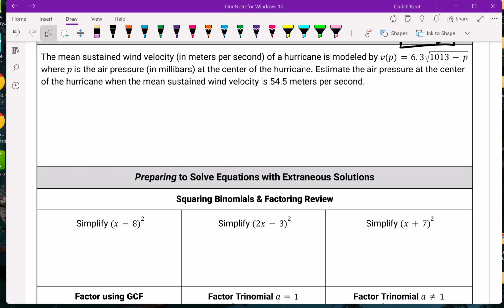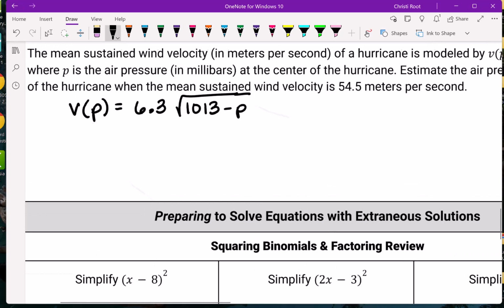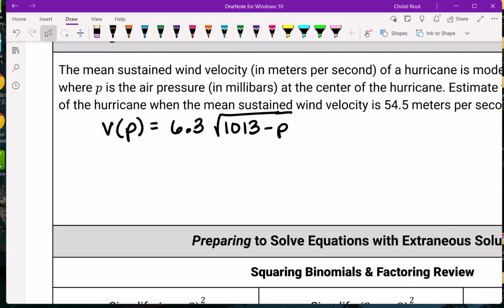Y'all know I'm not a scientist. I don't know anything about wind velocity, blah, blah, blah. I don't, okay? But what I know is that they gave me a formula and I can deal with formulas. So I'm going to immediately write down this formula. So I'm going to put V of P. I don't know what that means yet, but I'm going to find it out. And then 6.3 square root 1013 minus P.